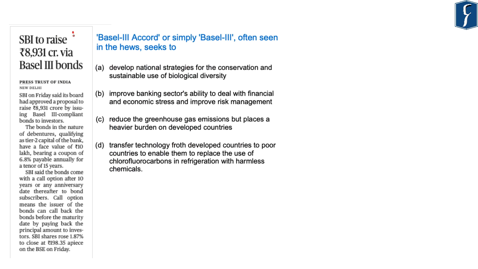Next news to be discussed appears on page number 15. It says SBI to raise ₹8,931 crore via Basel III bonds. So this news highlights that the State Bank of India has approved the proposal to raise ₹8,931 crores by issuing Basel III compliant bonds to investors. It says that the bond is in the nature of debentures, qualifying as Tier 2 capital of the bank, and has a face value of ₹10 lakh.